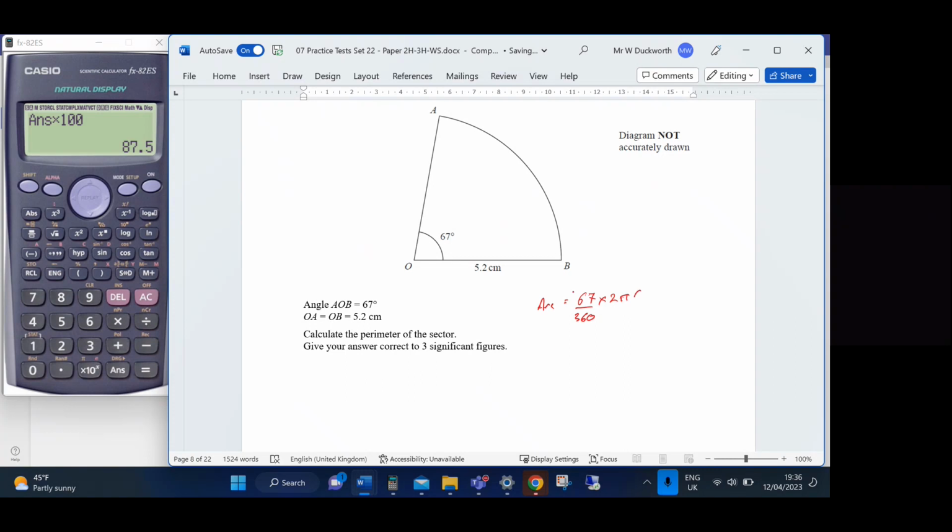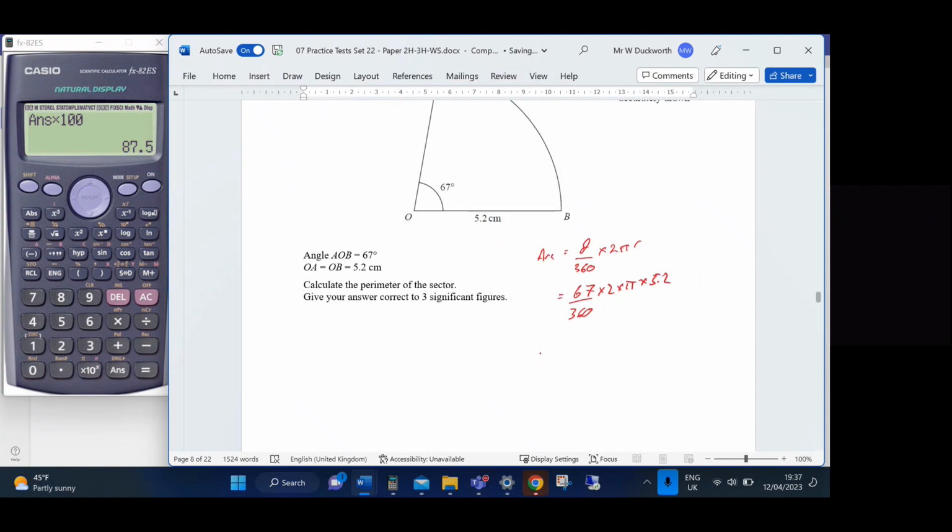Yeah, I will write it. I should read it. Let's just be a bit more technical about it. So that's the formula for an arc length. It's going to be 67 divided by 360 times 2 times pi times the radius of 5.2. So the perimeter is going to be equal to the arc length plus 2 times 5.2. I'm just writing those two things down because it'll save me having to do any rounding.